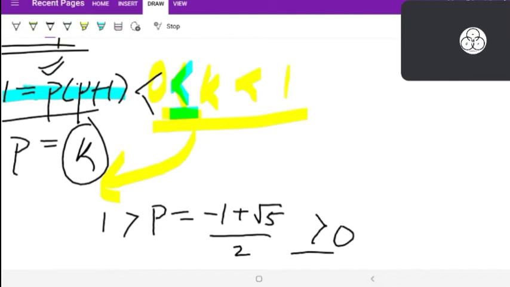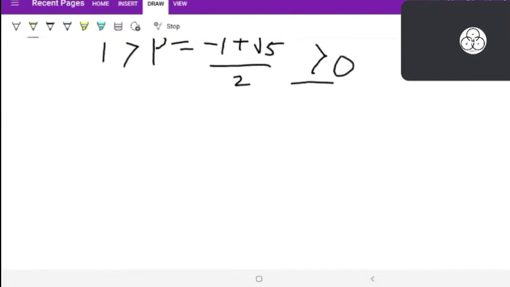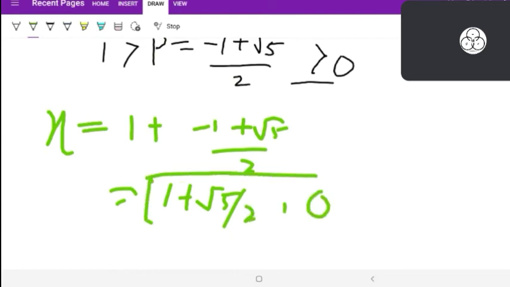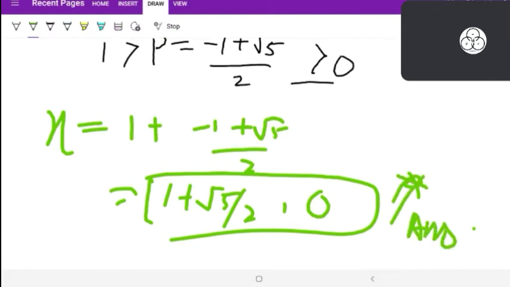So this is the value of p which we will select, and hence the value of x for this case will be 1 plus (minus 1 plus root 5) by 2, which equals (1 plus root 5) by 2. So there are two values of x, and this is our answer. Quite a simple problem.